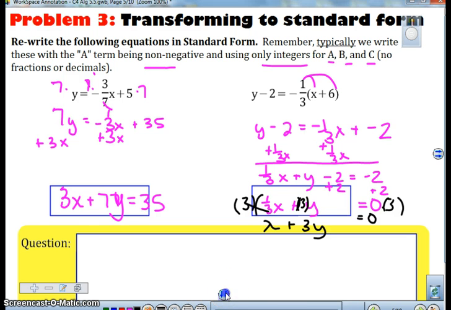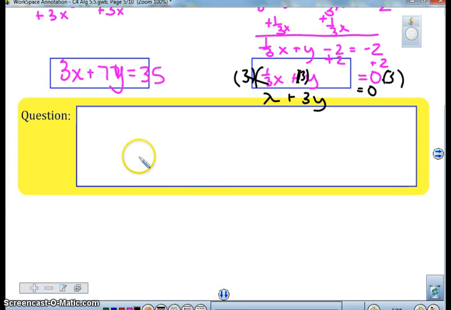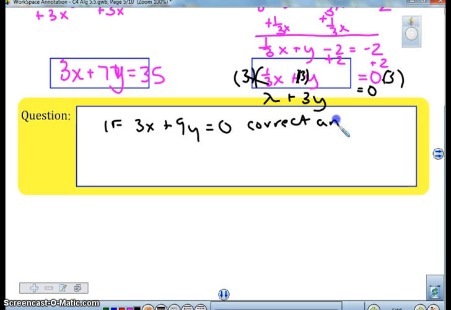The question that I want you to think about is this. If 3x plus 9y equals 0, is this also the correct answer for this question, instead of having x plus 3y equals 0?